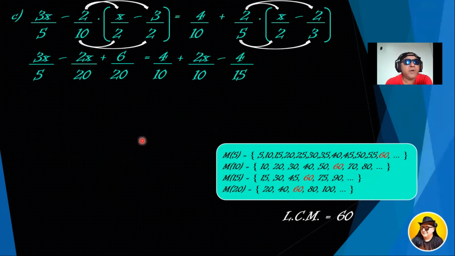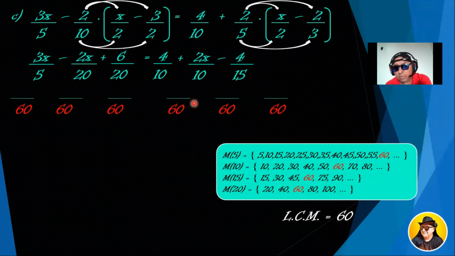Okay, so how many fractions do we have? 1, 2, 3 on the left and 1, 2, 3 on the right. So in general, we have 6 fractions. Let's organize them with the new denominator, 60. We have to divide and then multiply.